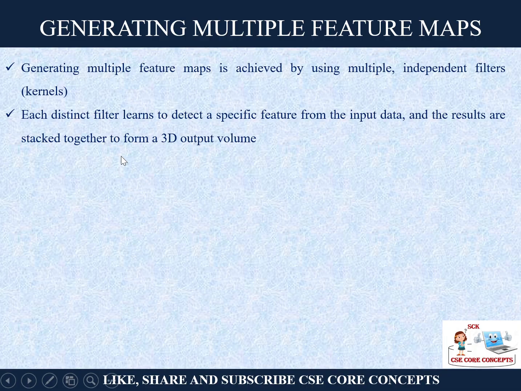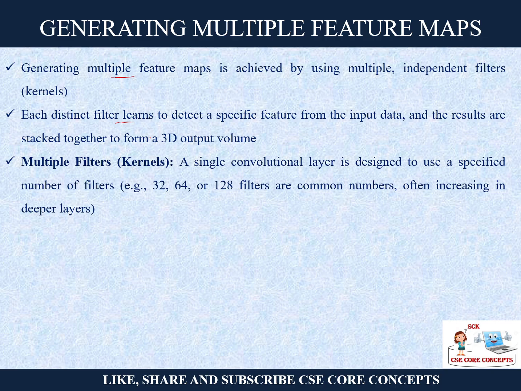We can create multiple feature maps, because one feature map is not enough to identify each object, right? Each distinct filter will give you its own map. This filter was to detect the edges; another filter you may use to detect the dark colors. So this way you can have multiple filters, and all filters need to be of the same size. A single convolution layer is designed to use a specific number of filters.